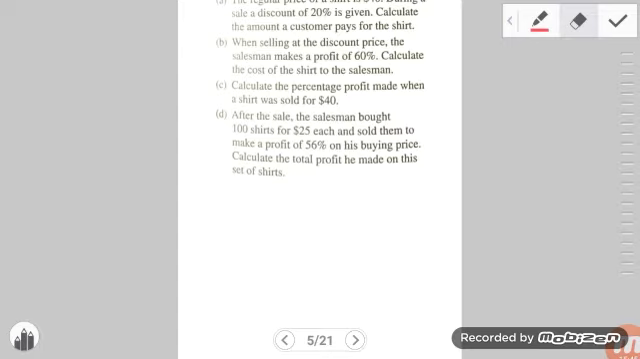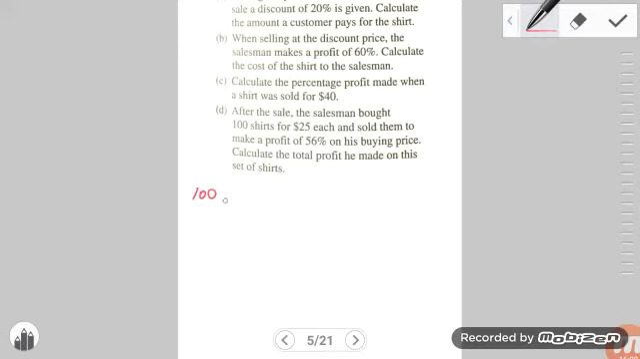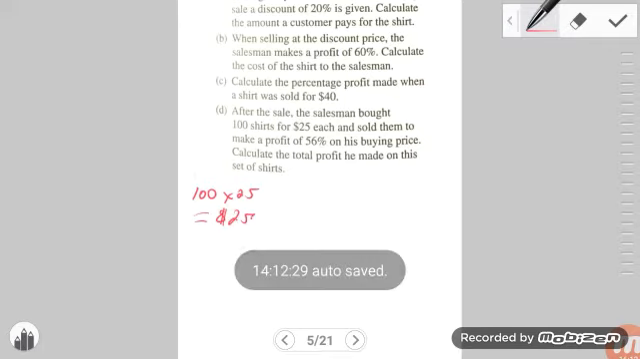After the sale, the salesman bought 100 shirts for $25 each. And he sold them to make a profit of 56% on the buying price. Calculate the total profit he made on this set of shirts. So he's buying 100 shirts at $25 each, which means that he is going to be spending 100 times 25. So he's going to be spending $2,500 for these 100 shirts.